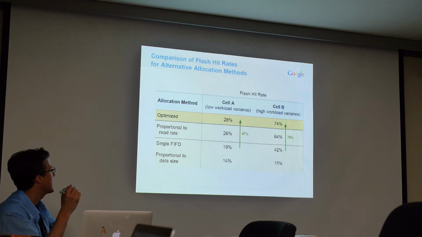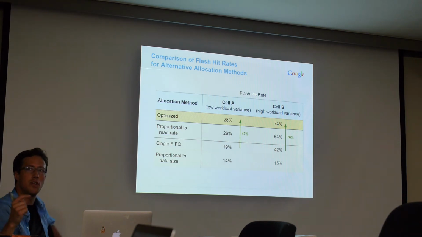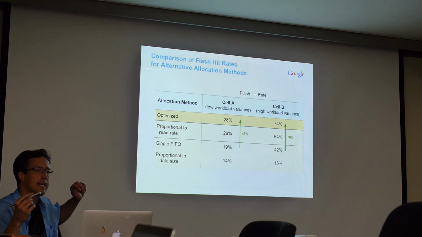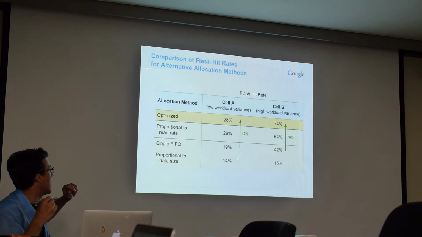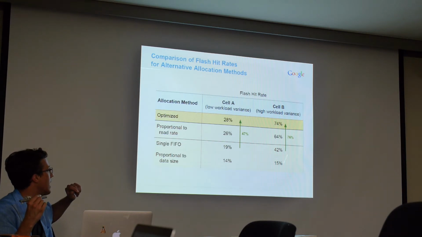Okay, so then what if we had a single FIFO, where instead of having different FIFO queues for each user and optimizing between them, we just had a global FIFO queue for every byte that's read or written in the whole data center. In that case, we would get 19% hit rate in this data center and 42% in this data center. So it's starting to get pretty high over here.